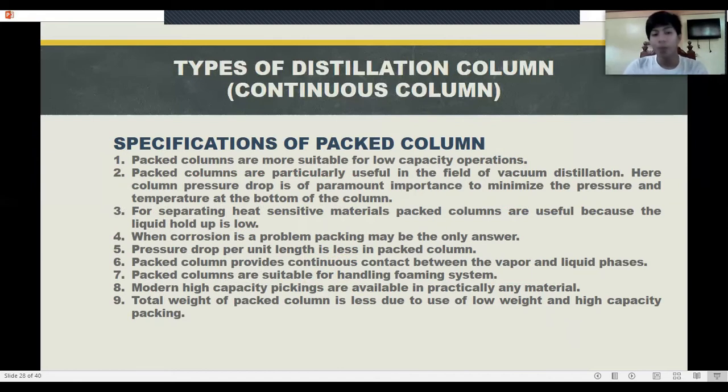Fifth, pressure drop per unit length is less in a packed column. Sixth, a packed column provides continuous contact between the vapor and liquid phases. Next, packed columns are suitable for handling foaming systems. Modern high-capacity packings are available in practically any material. Last, the total weight of a packed column is less due to the use of low weight and high capacity packing.